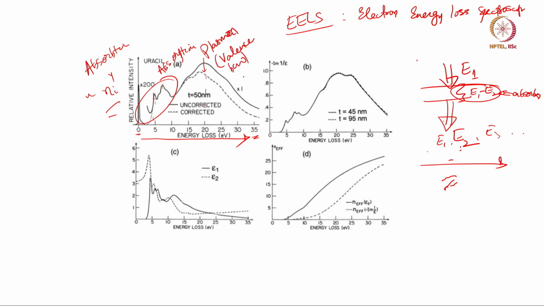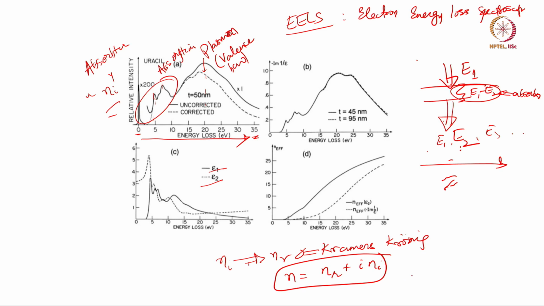All these are the various absorption processes, and from the absorption spectrum I can estimate what my epsilon 1 and epsilon 2 are, because I have Ni, and from Ni I can get Nr using Kramers-Kronig relations. So my N is actually Nr plus i Ni, and N squared is my epsilon. So Nr squared minus Ni squared plus 2i Nr Ni, where the imaginary term is the imaginary part of epsilon and the other is the real part of epsilon. So I can estimate epsilon r and epsilon i just from Kramers-Kronig relations.